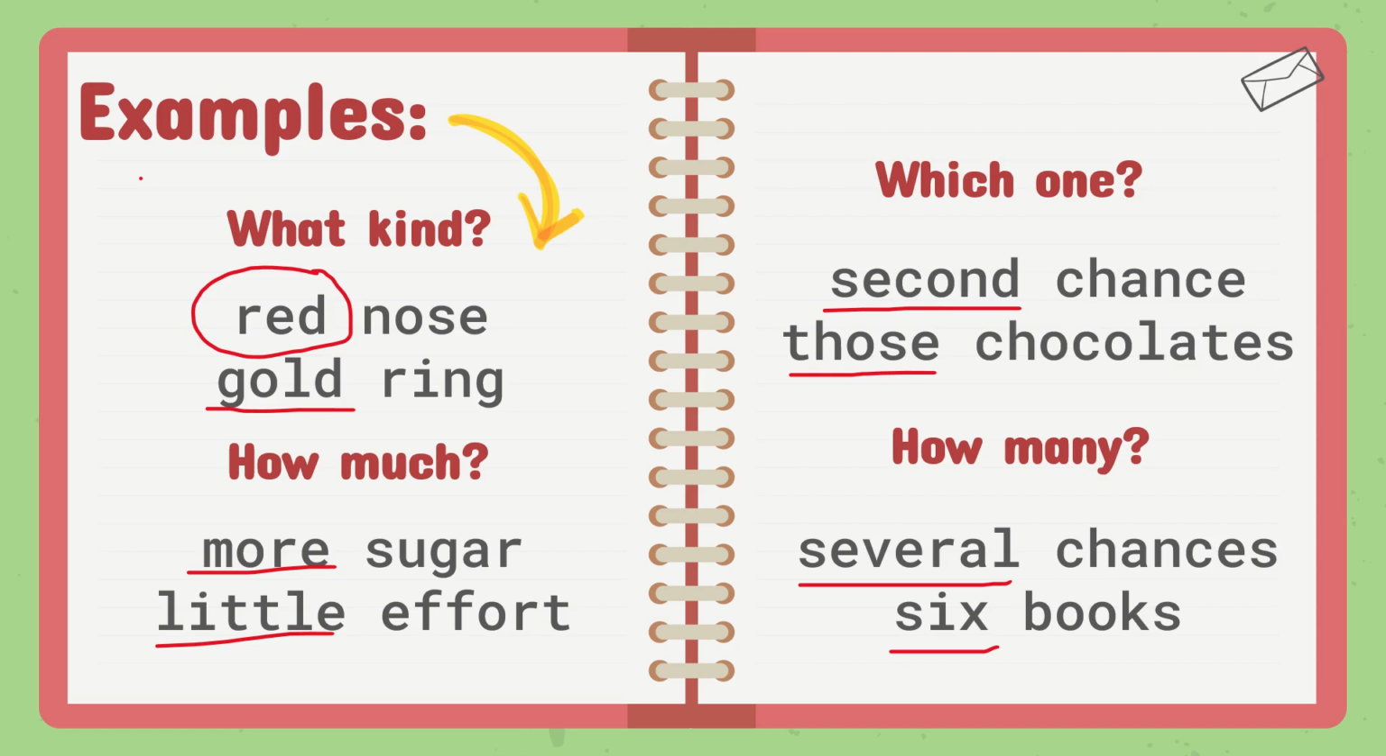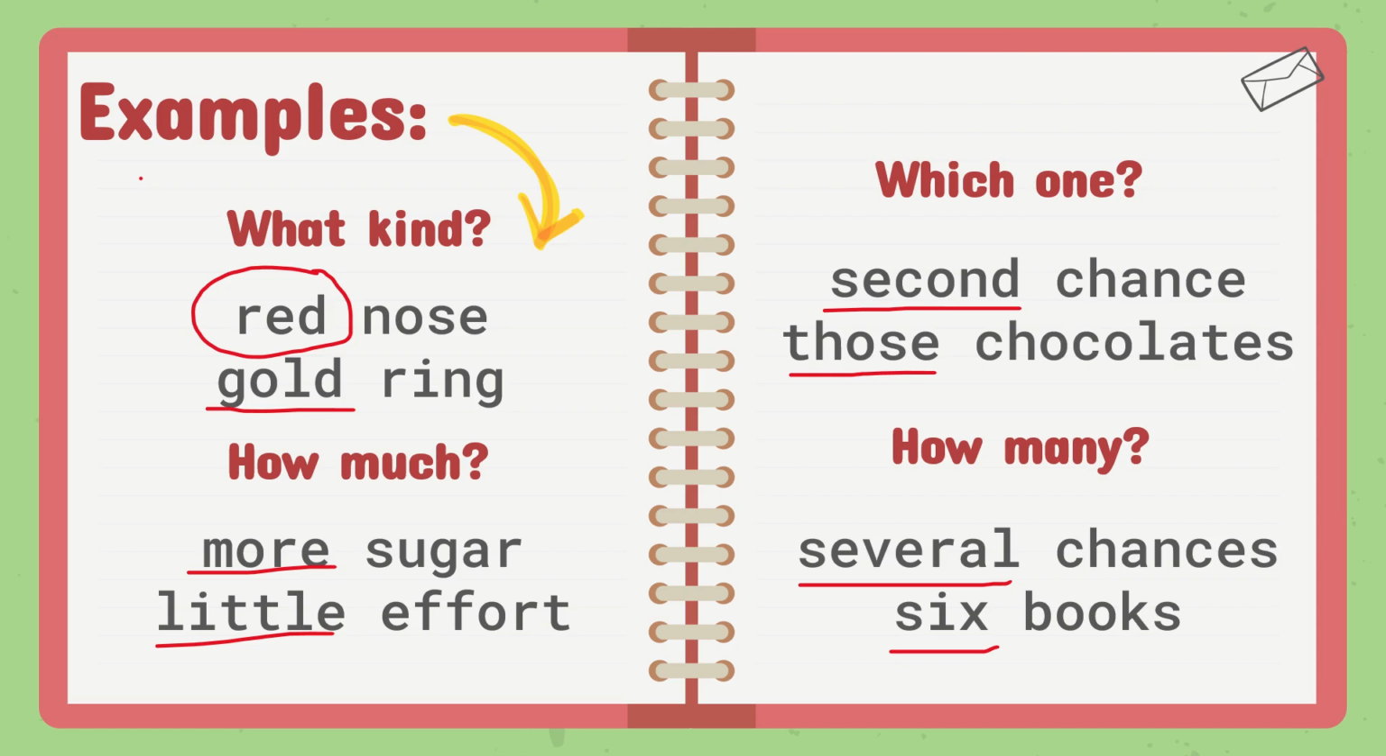Those chocolates. Chocolates are noun. And those points out which chocolates we are talking about. It could be these chocolates or those chocolates, right? The word those tells us which chocolates. So those becomes adjective.